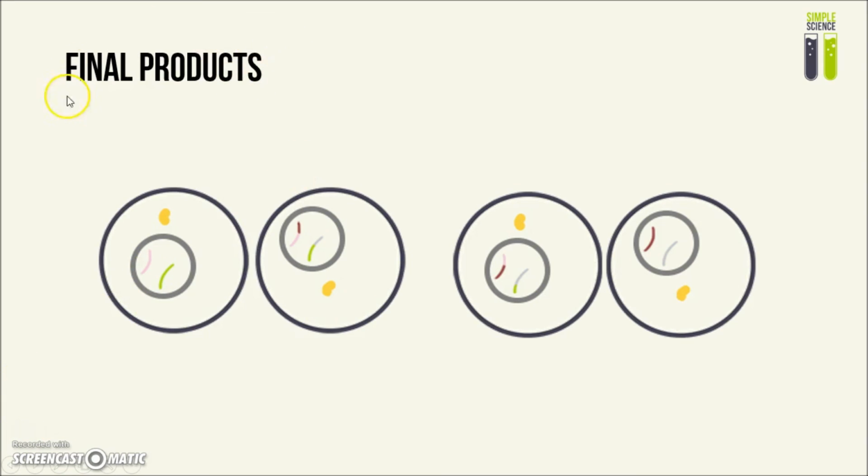Although this is labeled final products, like I've said before, this would only be true for males. However, for females, there would be a really big gamete and 3 polar bodies that are basically useless.